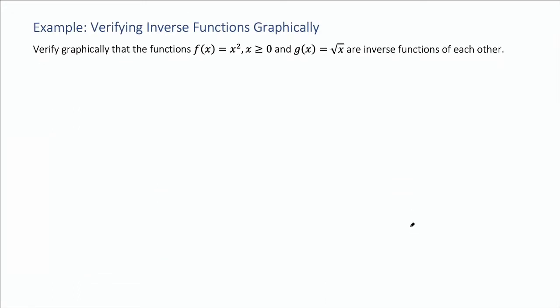So we'll talk about verifying inverse functions graphically. Verify graphically that the functions f of x equals x squared with x greater than or equal to 0 and g of x equal to the square root of x are inverse functions of each other. Well, we can go ahead and graph these, and we could do it with a graphing calculator or just by hand. I'm going to do it in the graphing calculator since we're learning it right now.